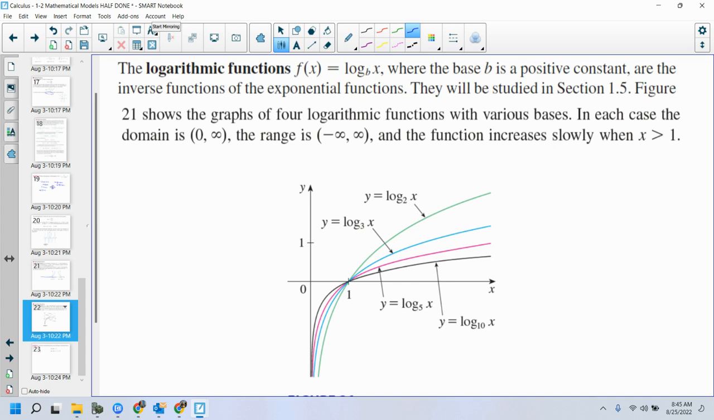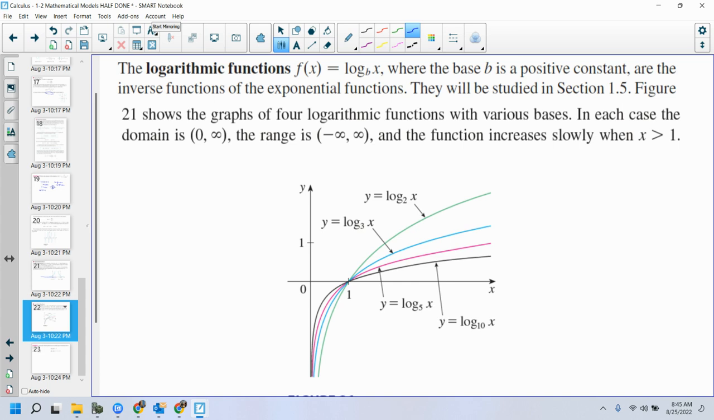So in relation from log base 2 of x to log base 10 of x, log base 2 of x is a lot more vertically stretched out than log base 10 of x. And again, we will use a lot log base e of x, or the natural log of x. But again, we're going to talk about that a little bit more in section 1.5.